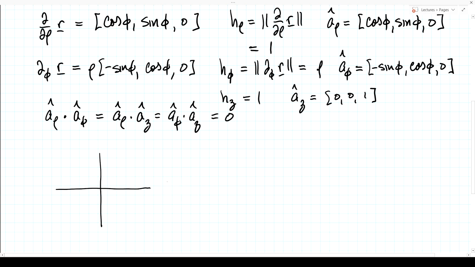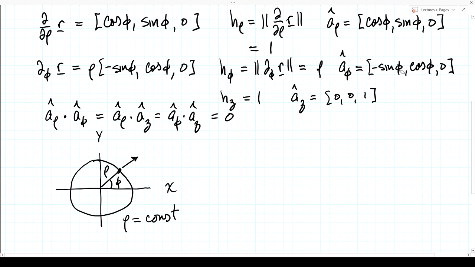Here's x and y. And here's a circle. Rho is equal to a constant. Here's a distance rho, and here's the angle phi. And at that point, a hat rho is a unit vector that points radially outward from the z-axis, which is normal to this cylindrical surface. Rho is equal to a constant.